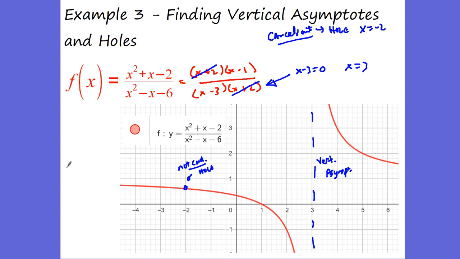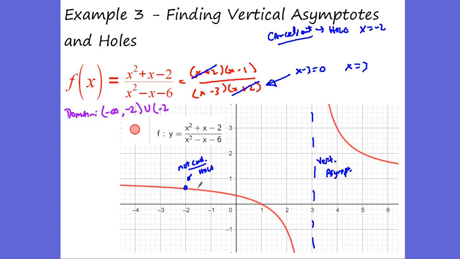What is our domain? Our domain starts off at negative infinity and goes all the way to negative 2. But there's a hole there, isn't there? So we can't include negative 2. So that's why we have our parentheses. Union, negative 2.